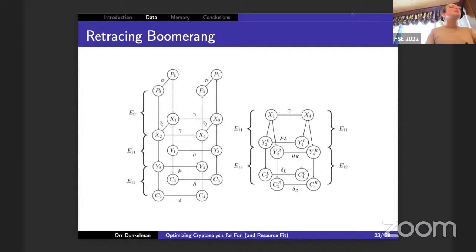So think for a second: if this is the standard boomerang interpretation, alpha goes to beta, gamma goes to delta. Let's assume that you have a secondary division of the second part into two halves. So the first one, you have gamma goes to some input on the left-hand side, mu L, on the right-hand side, mu R, and then they are outputted into delta L and delta R. So I'm just looking at what happens to two halves of the scheme.